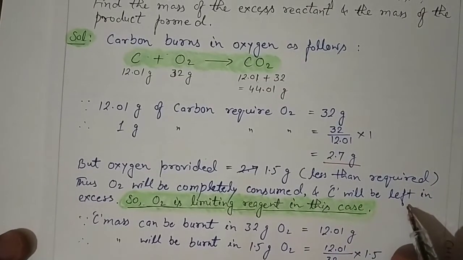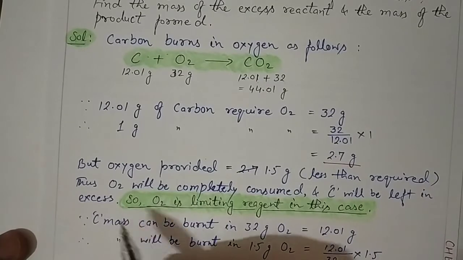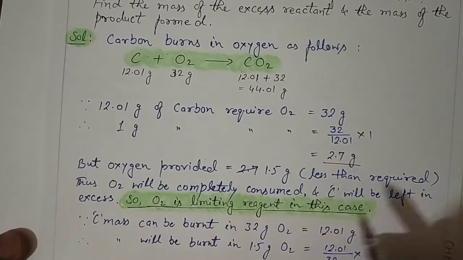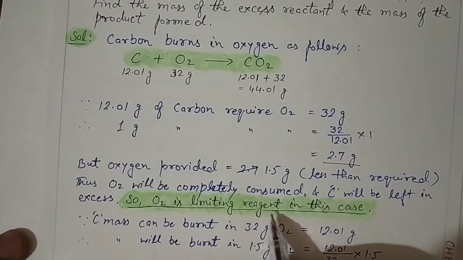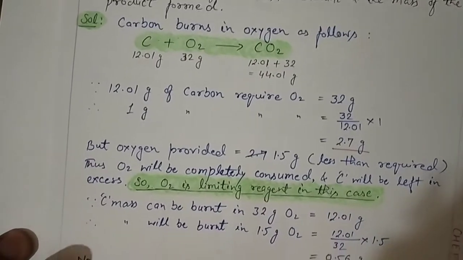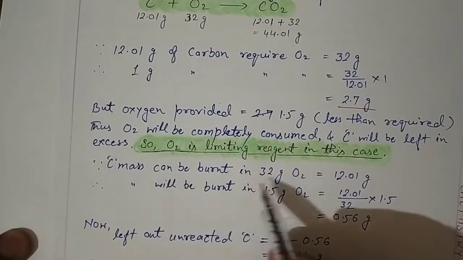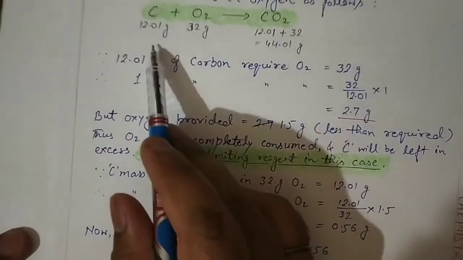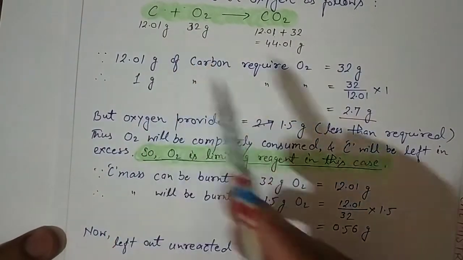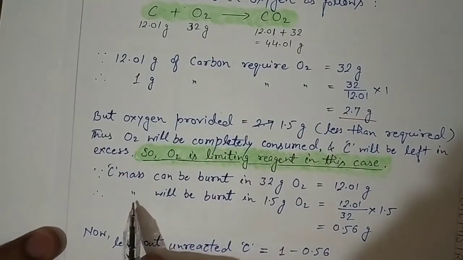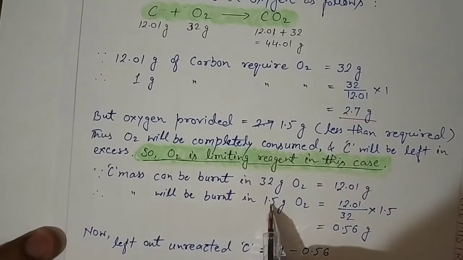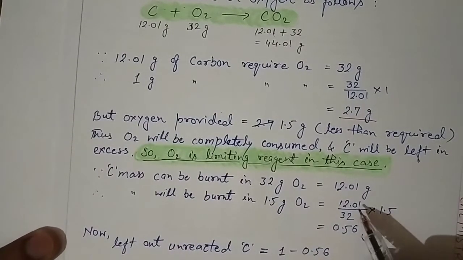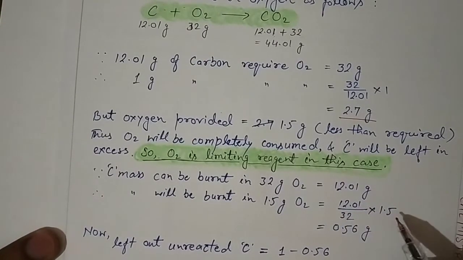So now we know which reactant is getting left in excess. The element which is getting finished first is called the limiting reagent. Okay, now carbon mass that can be burnt in 32 gram oxygen is 12.01 gram, by the reaction we have already seen. So the mass of carbon burnt in 1.5 gram of oxygen, which we have, is equal to 12.01 upon 32 into 1.5, equal to 0.56 gram.